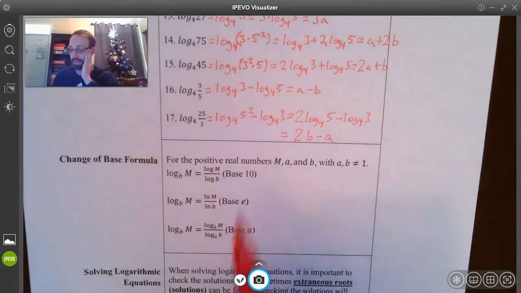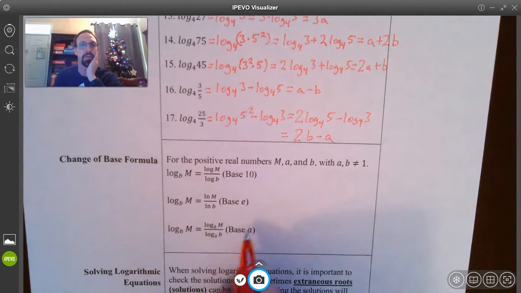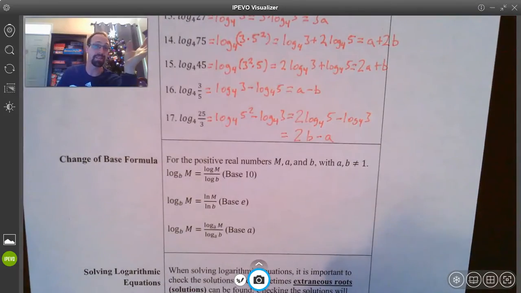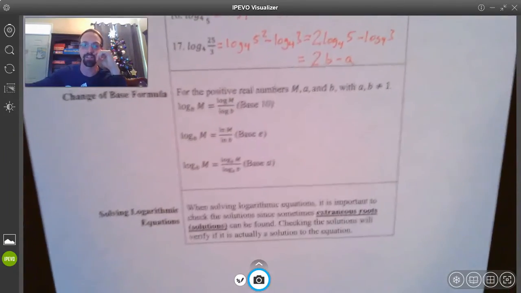Spend some time again with these with flashcards. Base e means that we're using the natural log. Base a means that we're using this to come up with a new base. So we can actually use this to convert to any base that we want. You'll see me do this often. Again, good things to know.